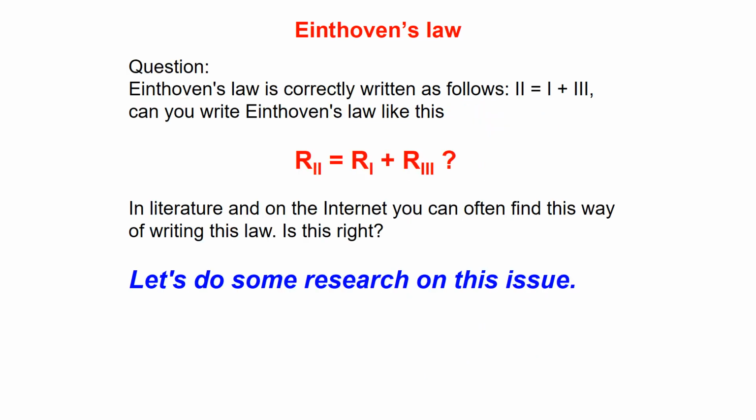Question. Einthoven's law is correctly written as follows: lead 2 equals lead 1 plus lead 3. Can you write Einthoven's law like this? R2 equals R1 plus R3. In literature and on the internet you can often find this way of writing this law. Is this right? Let's do some research on this issue.